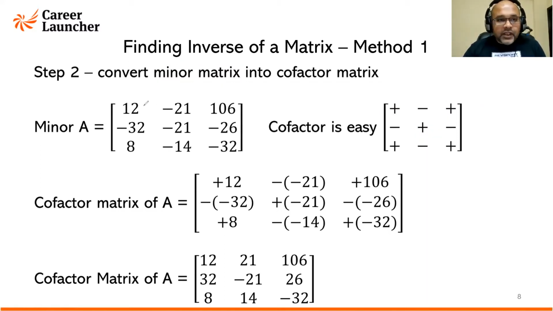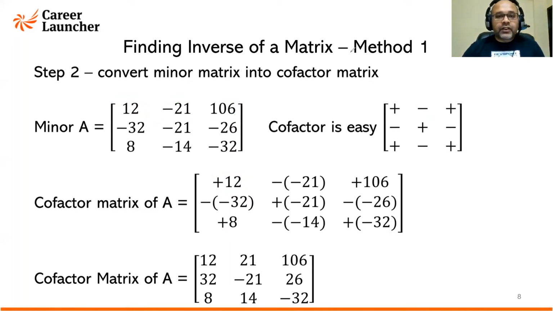Okay, which means your 12 will be positive sign, so it will remain as 12. Your minus 21 should be multiplied with a negative sign. That's what this means. So minus of minus becomes plus 21. Your 106 will remain positive itself. Your minus 32 will now be multiplied with a negative. So negative of negative becomes plus 32.